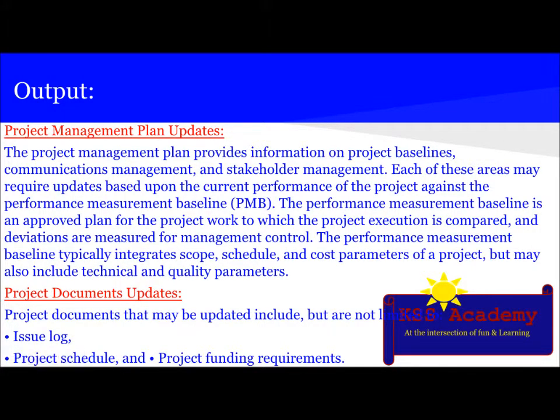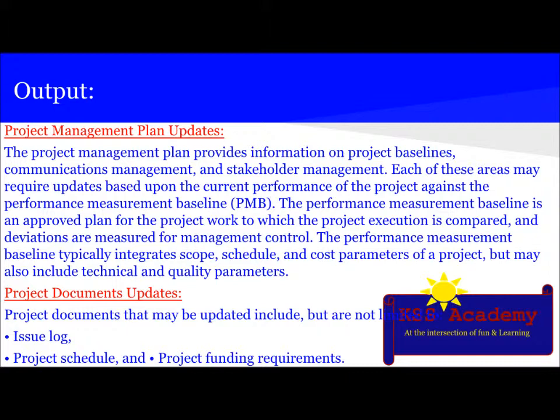The next output is project management plan updates. The project management plan updates information on the project baseline, communication management, and stakeholder management. Each of these areas may require updates based upon the current performance of the project against the performance measurement baseline, also known as PMB. The performance measurement baseline is an approved plan for the project work to which the project execution is compared and deviations are measured for management control. The performance measurement baseline typically integrates scope, schedule, and cost parameters of a project but may also include technical and quality parameters.